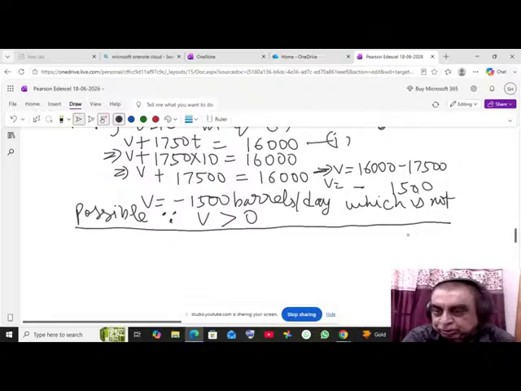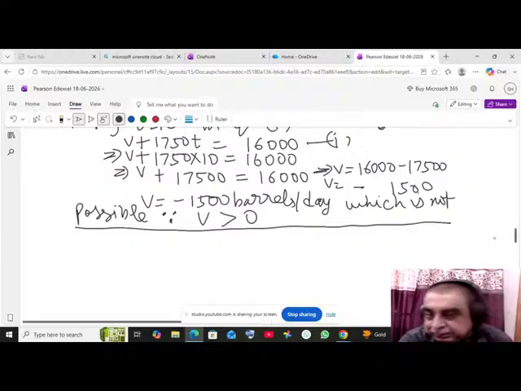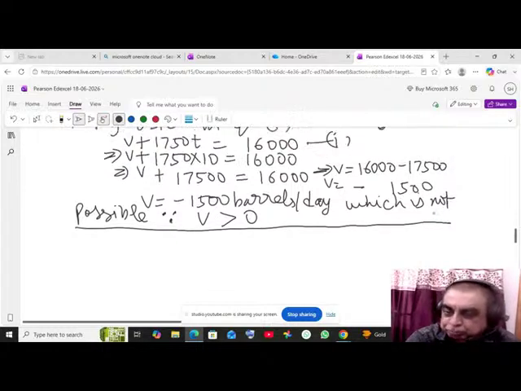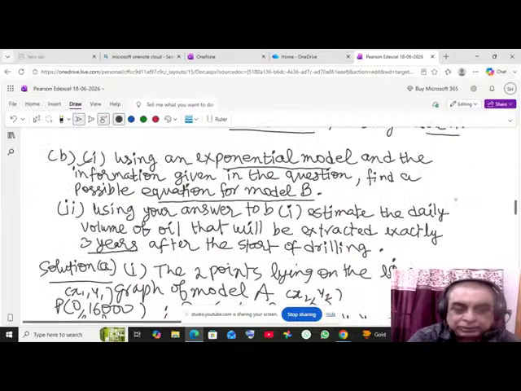So the limitation of model 1A is that after 10 years, we will get a negative quantity of barrels of oil coming out of the well per day, which is not actually possible. This is the limitation, because the amount of oil drilled per day has to be a positive number, not a negative number. So now we are moving to the B part.